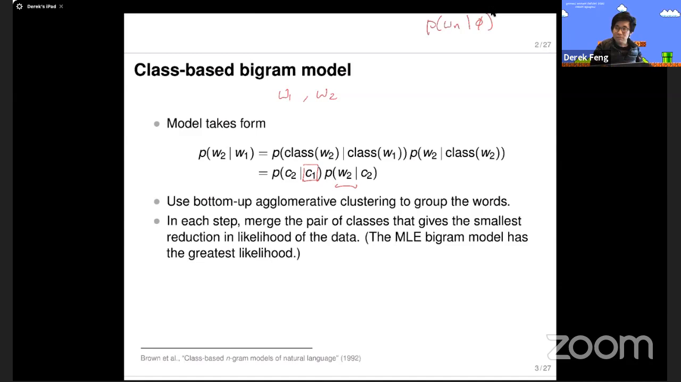So intuitively, I like to think of this as: instead of looking at words, I'm going to look at classes of words. But the final thing I'm predicting still needs to be a word. It can't be a class of words, right? So there's always this final step that requires me to look at a word chosen from the particular class that I'm going to be guessing. Everything else is just going to be about classes.